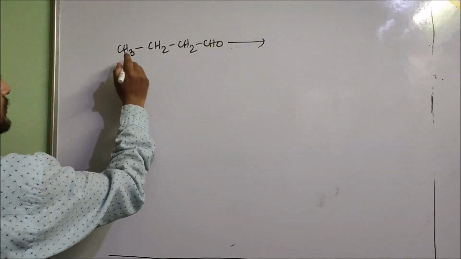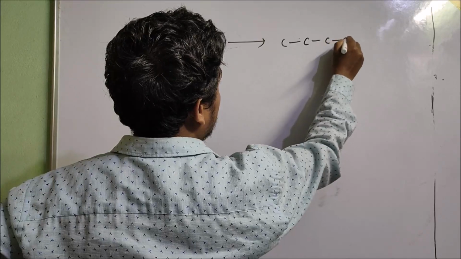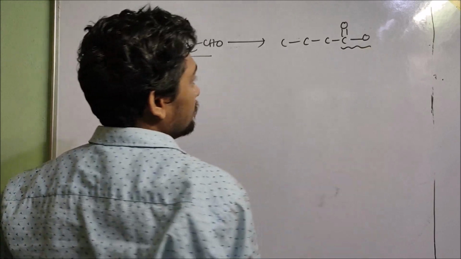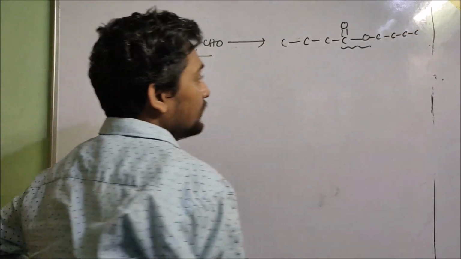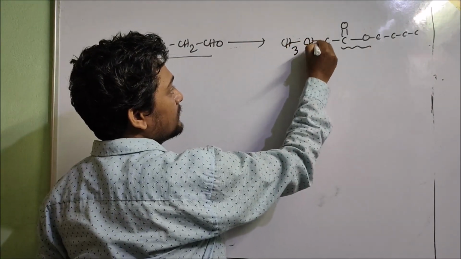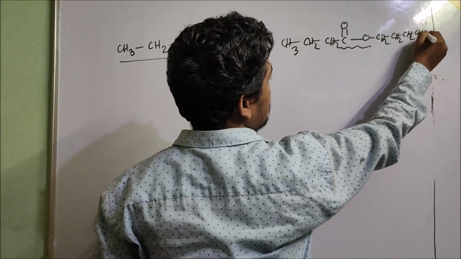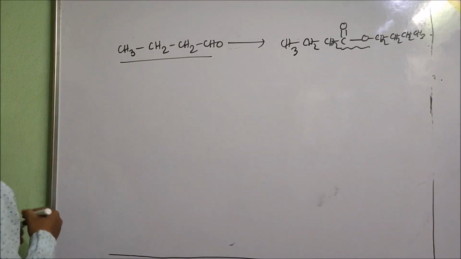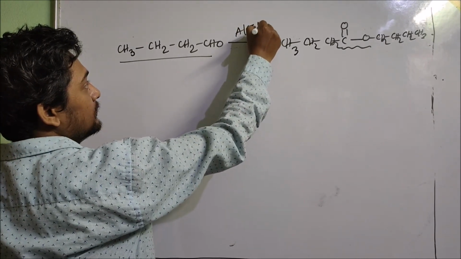Okay, now look at another example. Here there are 4 carbons. So I will write 4 carbons here, and this one will be the ester group, and on this side there will also be a group having 4 carbons. Now I will just balance it by adding hydrogen. This is the product of these reactions, with Al(OEt)3.